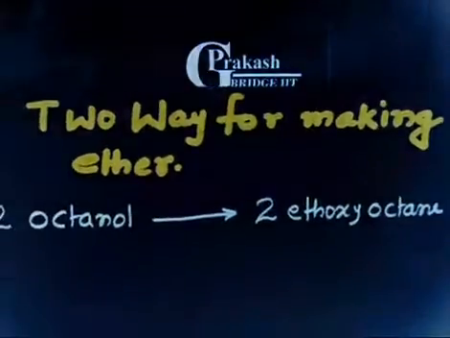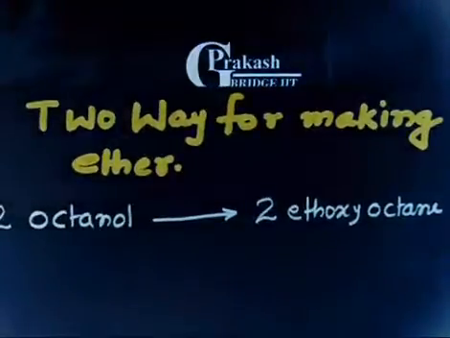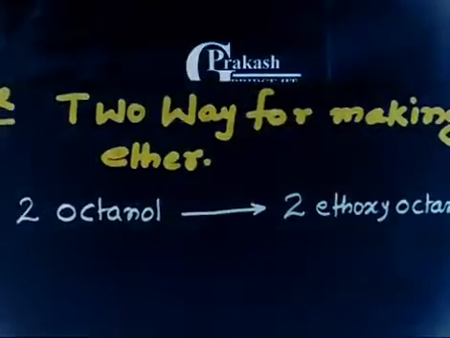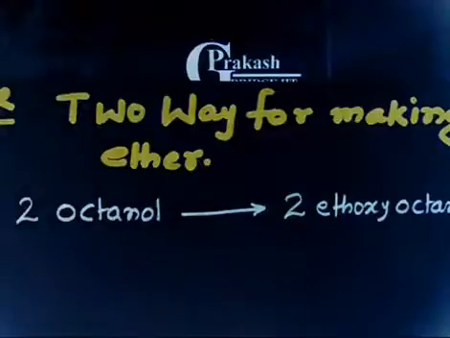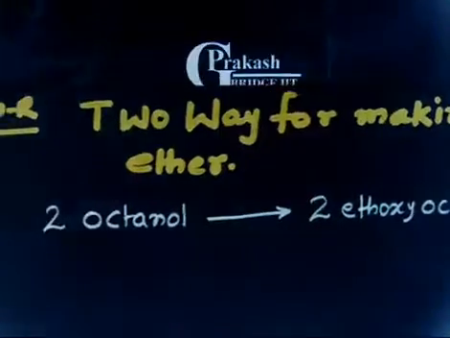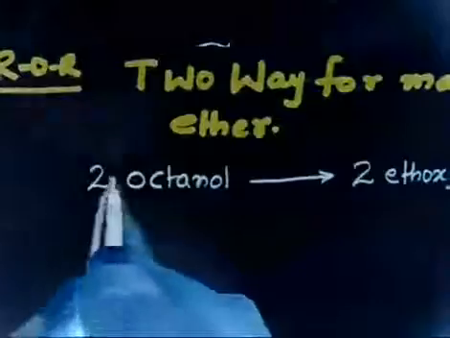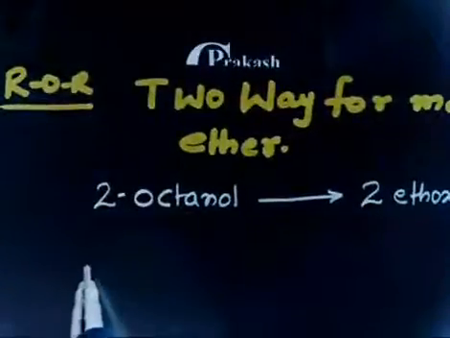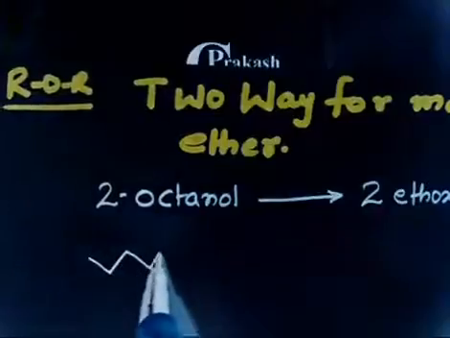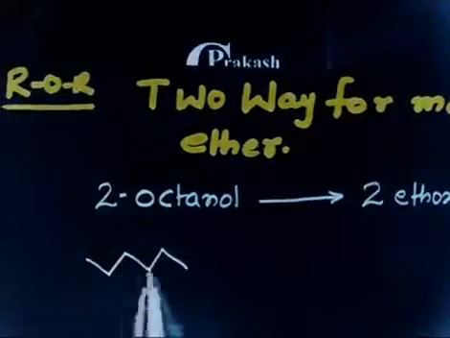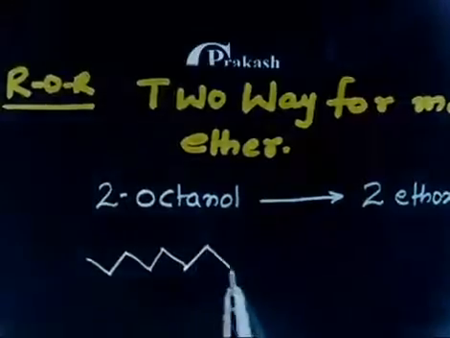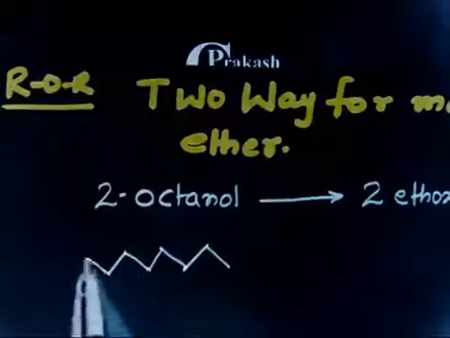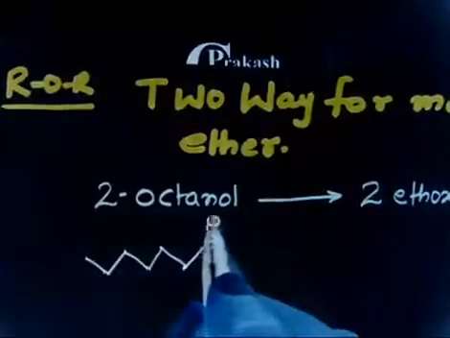So this says when pure 2-octanol of a specific rotation minus 8.24 is treated with sodium metal. So you have 2-octanol. Let me write the structure of 2-octanol. You will have 8 carbons this time, so let me use the bond line diagram. It will be easy for me. 1, 2, 3, 4, 5, 6, 7, 8. Now at position number 2 I have an OH group.